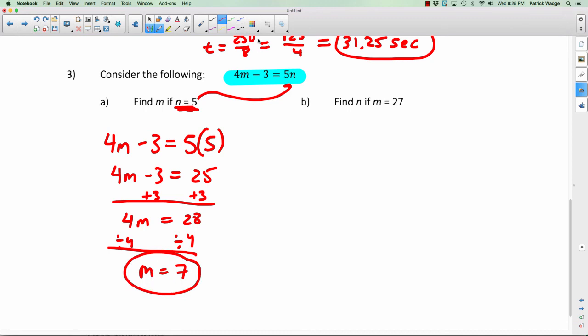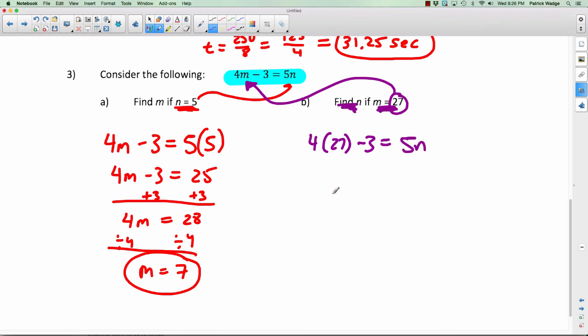There's your answer. Okay, in this one, we want to find m. Sorry, we're given m. We want to find n. So we're going to take the 27 this time and put it into the m right here. So we have 4 times the 27. We just put 27 right into that m. Minus 3 equals 5n. We don't know the n. That's exactly what we're trying to do, is to find the n.